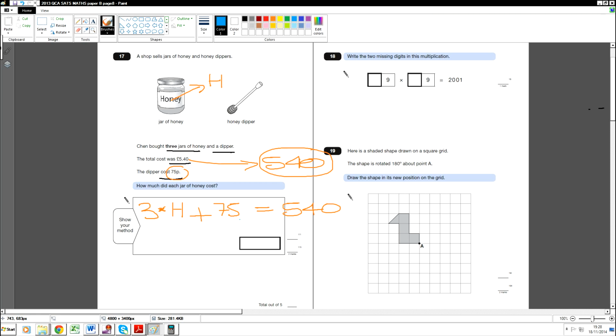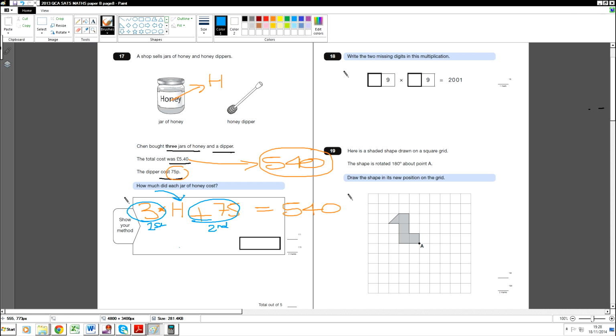We have 3h plus 75 is equal to 540. Remember we've done solving equations, 1 step, 2 step. First of all, we start at the h. We look at what's the first action, which is times by 3. It's called the first action. And the second action is plus 75, second action.